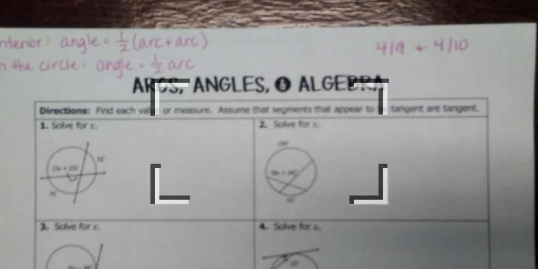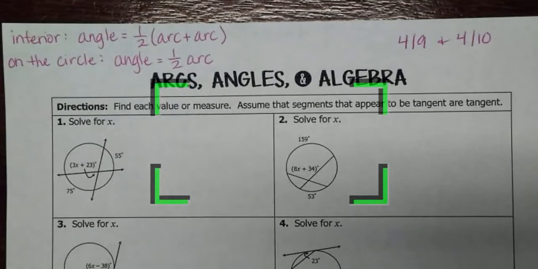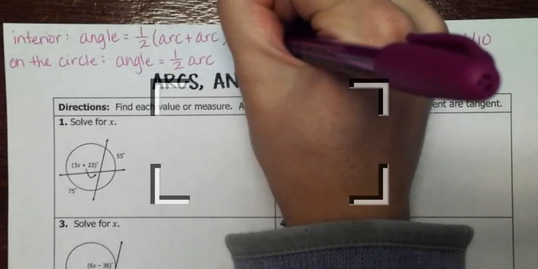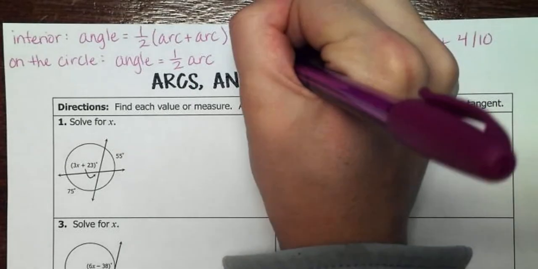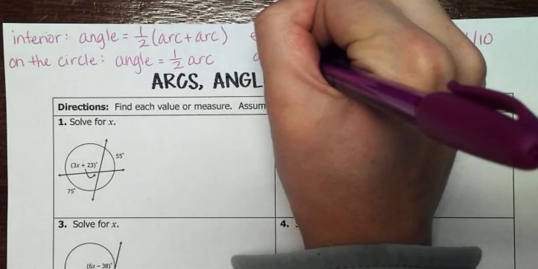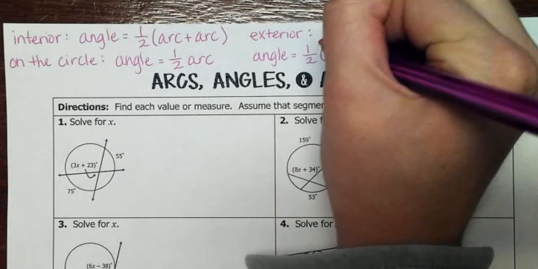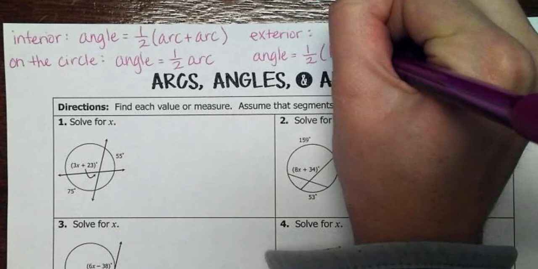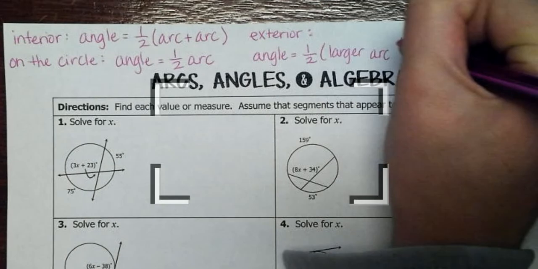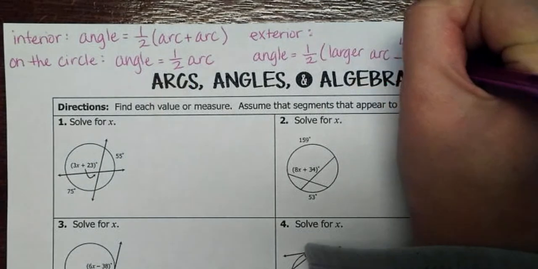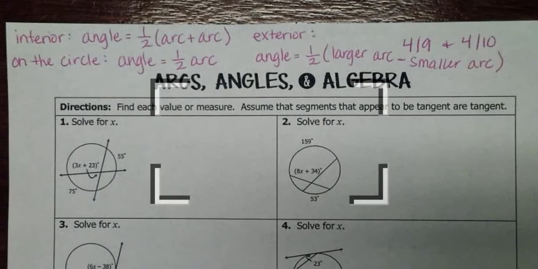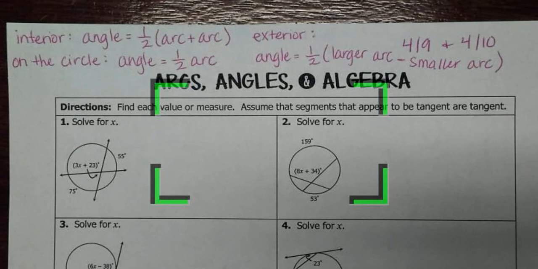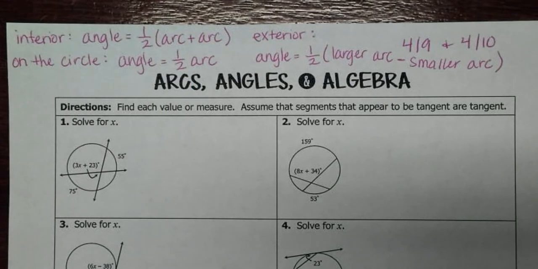And then one more rule is the exterior, where the angle equals 1/2 of the larger arc minus the smaller arc. Okay, so make sure you have that written down. I'm going to give you a few minutes to write that.